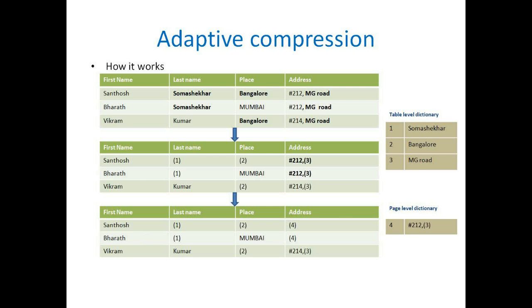This second table explains the classic compression. When it comes to the third table, that's what happens in adaptive compression. In addition to that, it will check for repetitive patterns at the page level. If there are any repetitive patterns, you can see like 212 in brackets 3, which exists twice, it will create a page-level dictionary and map to the table. So it's another level of compression. The advantage of this is that the page-level dictionary is automatic, so you need not perform any reorg; it will be updated automatically.